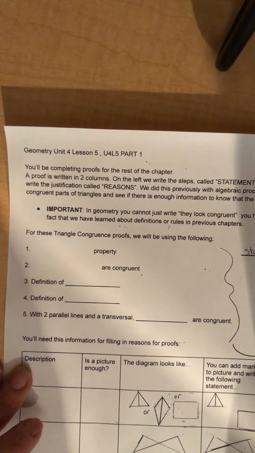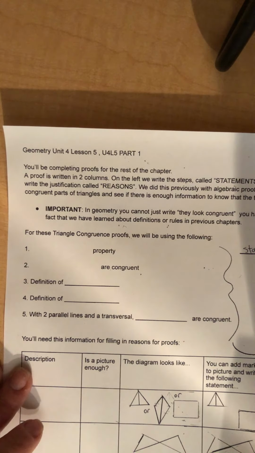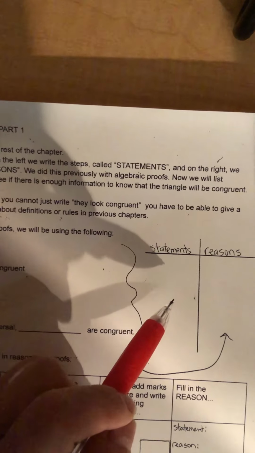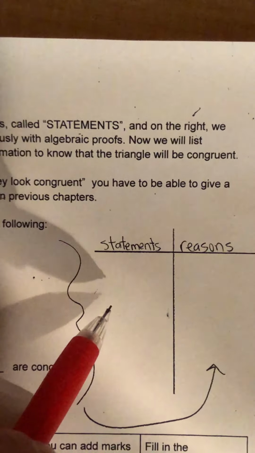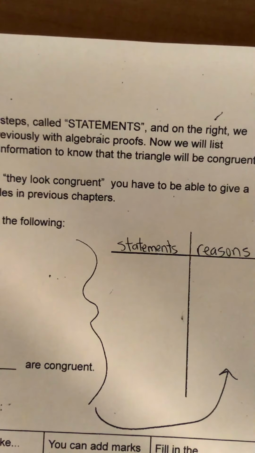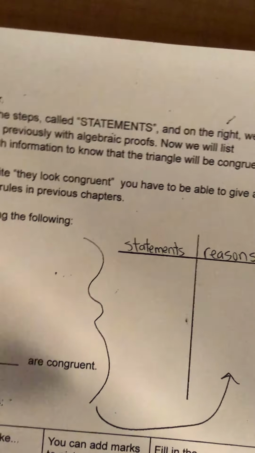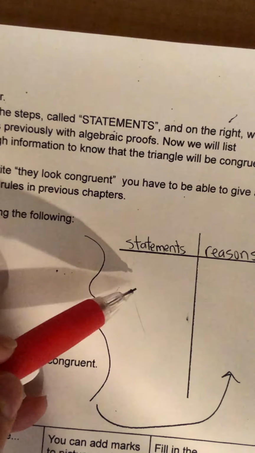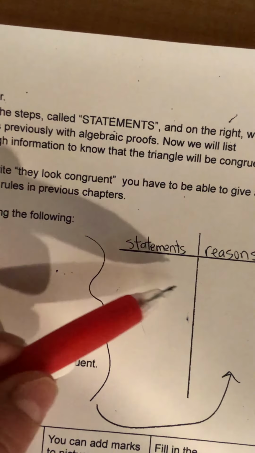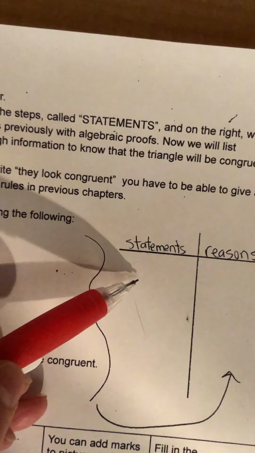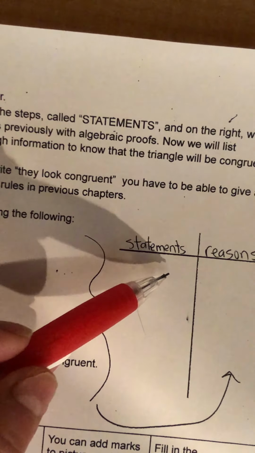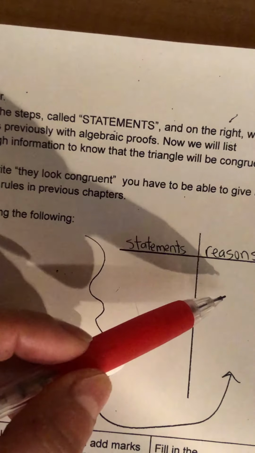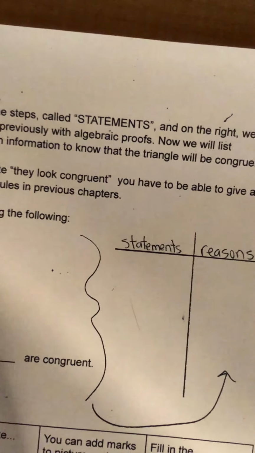Here we go. We're going to do some proofs. You know proofs look like this. They have statements and reasons. Previously, we've done algebra proofs where we wrote some statements here, like we would have an equation 5x plus 2 equals 20. We would take away 2 from both sides and we would write subtraction property on the right.